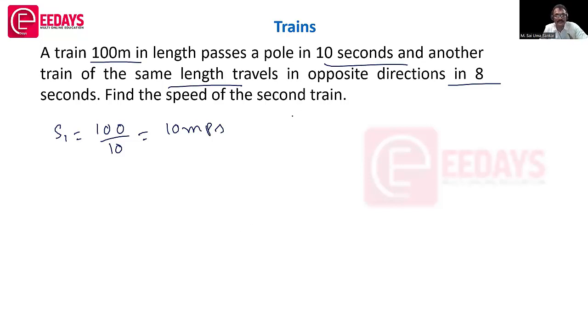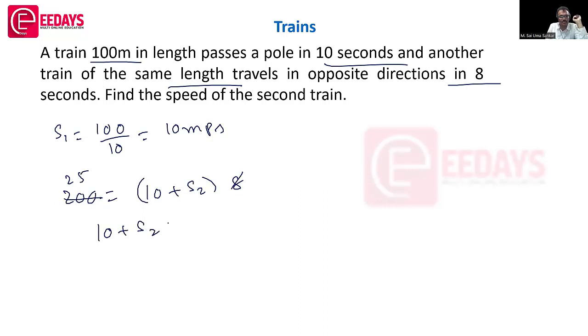Now what does he say? The other train, coming in the opposite direction, crosses in 8 seconds, with the same length. So here we have 200, since there are 2 trains. When the direction is opposite, the relative speed becomes the sum. So 200 is equal to 10 plus S2, into 8 seconds. So this is equal to 25. 10 plus S2 is equal to 25. What is S2? That is equal to 15 meters per second. So that is the speed of the second train.